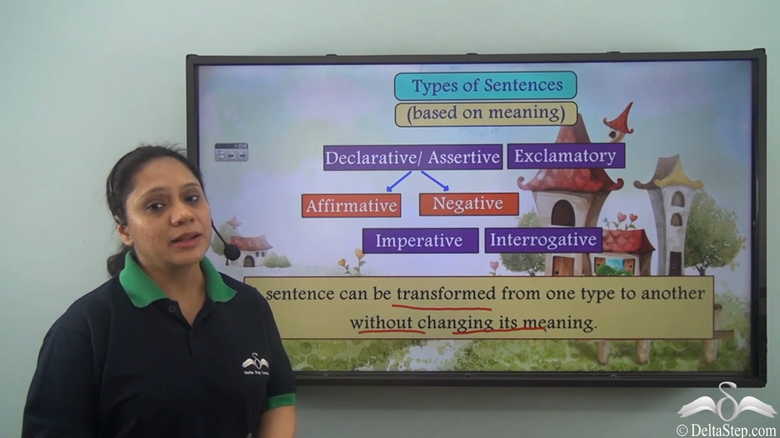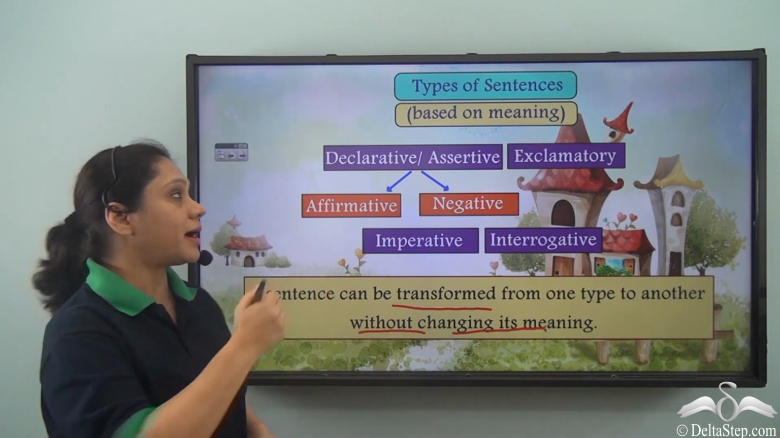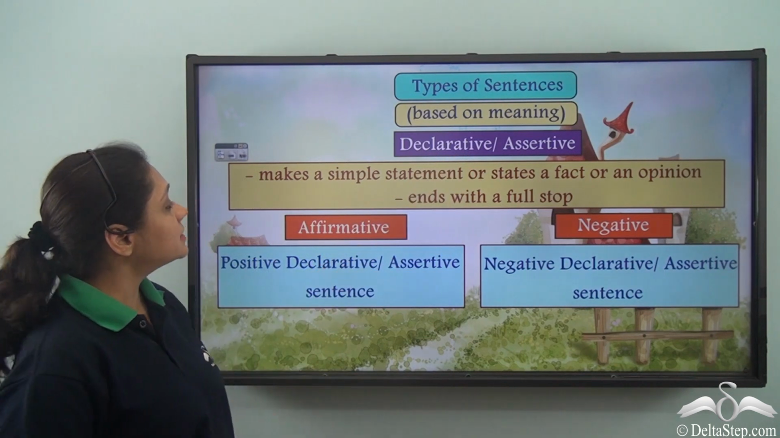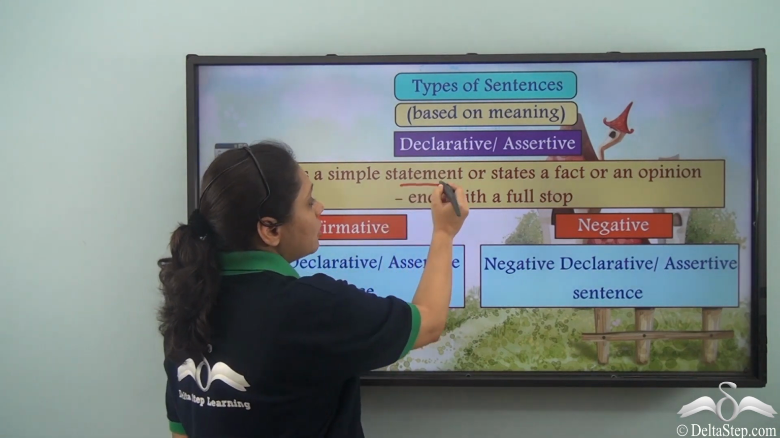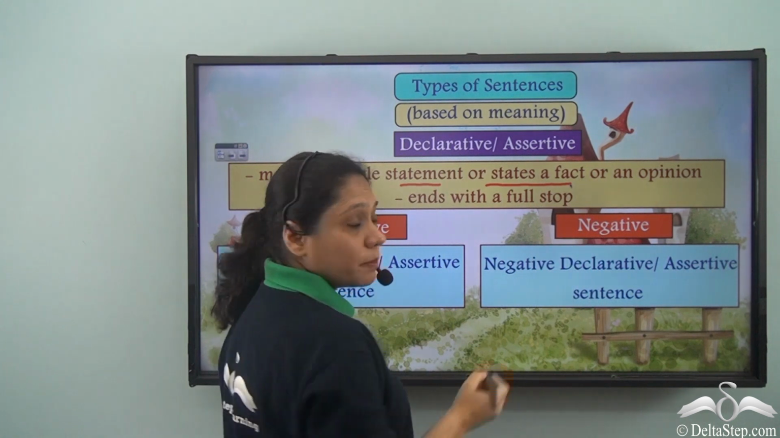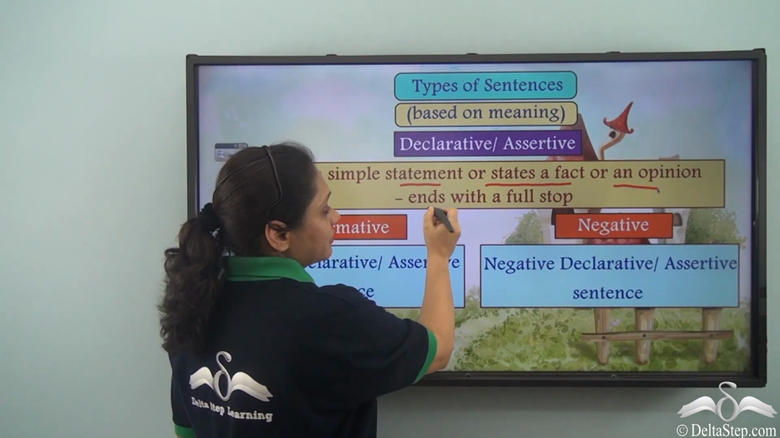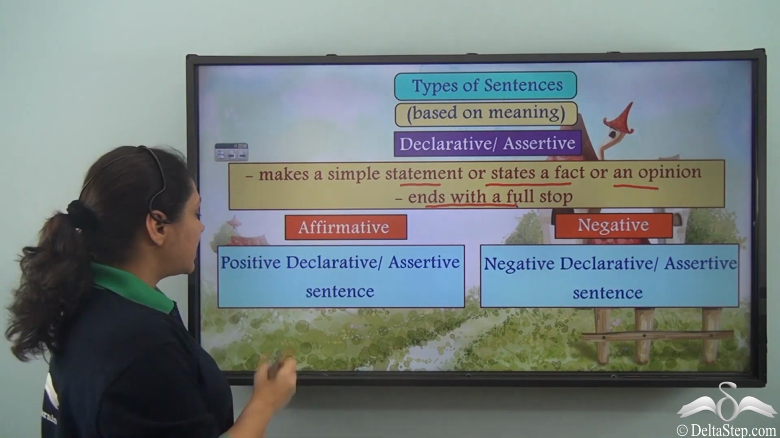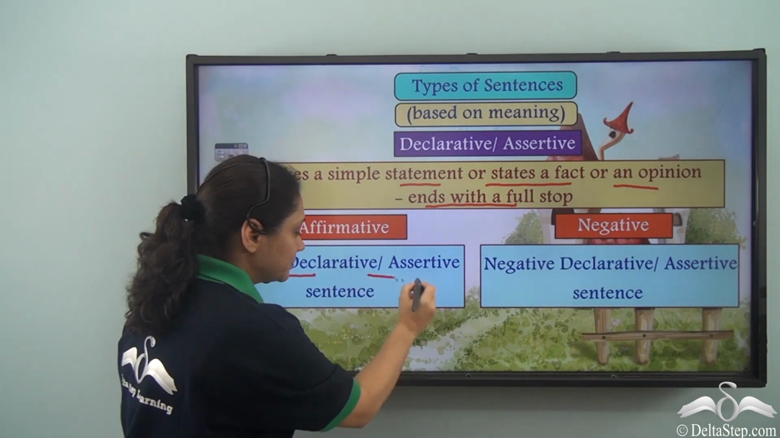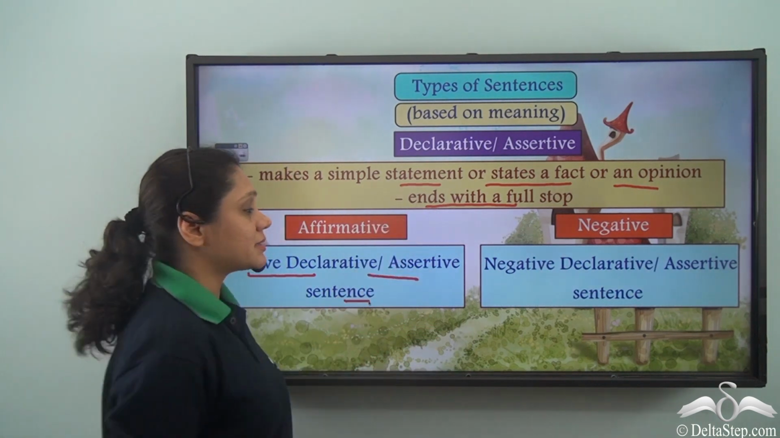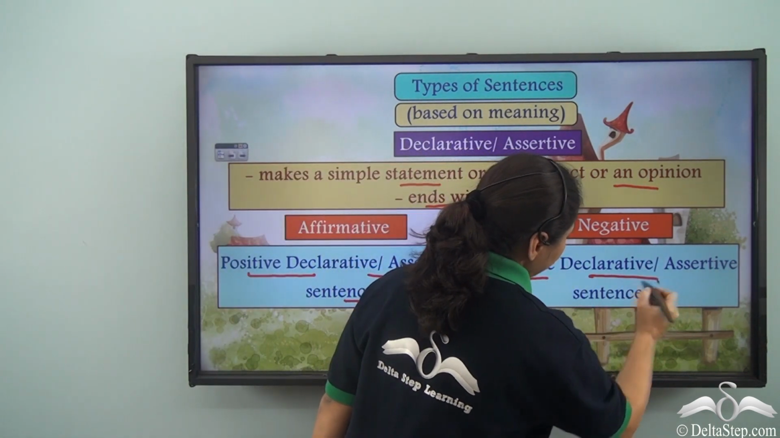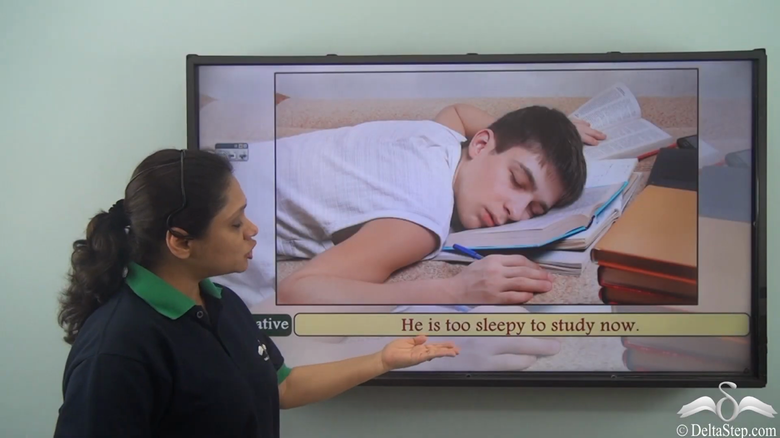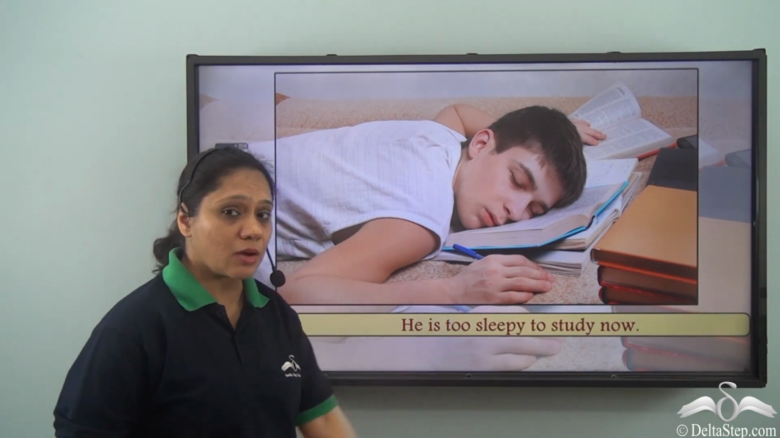But before we do that, let us quickly recollect what they are. So, a declarative or an assertive sentence makes a simple statement or states a fact or an opinion, and it ends with a full stop. Now, an affirmative assertive sentence is a positive sentence, whereas a negative sentence is a negative assertive sentence. So, let's get started. He is too sleepy to study now.